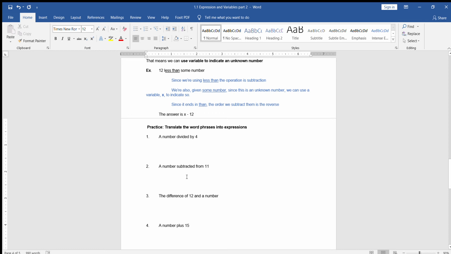It doesn't matter. So answer 1 is going to be x divided by 4. 2: a number subtracted from 11, which is 11 minus x. Again, the order is reversed. Now let's try 3. Difference of 12 and a number is going to be 12 minus x. And 4: a number plus 15, which is basically x plus 15.